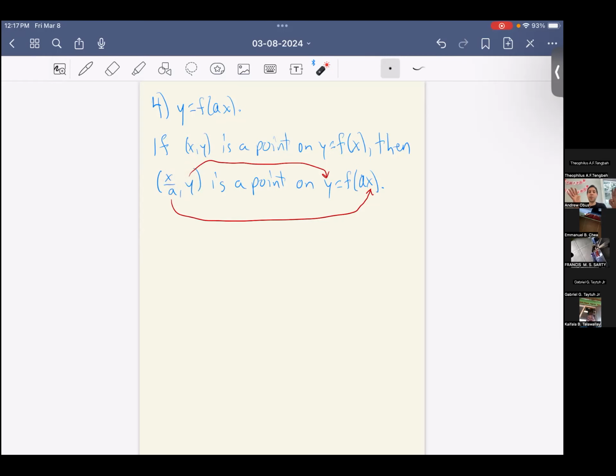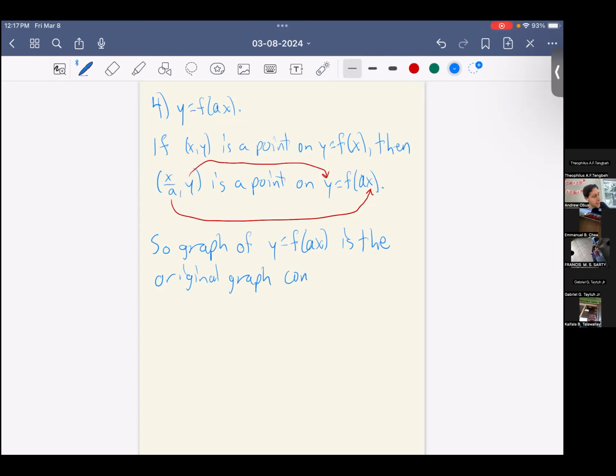That means the x values are getting compressed by a factor of a. So I'll say, the graph of y equals f of ax is the original graph compressed horizontally by a factor of a.